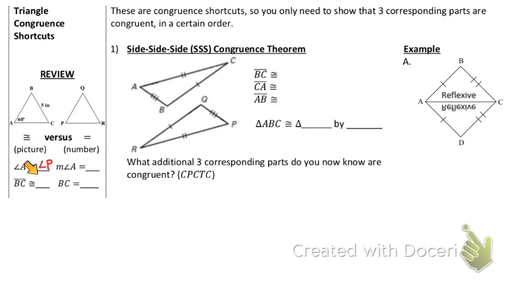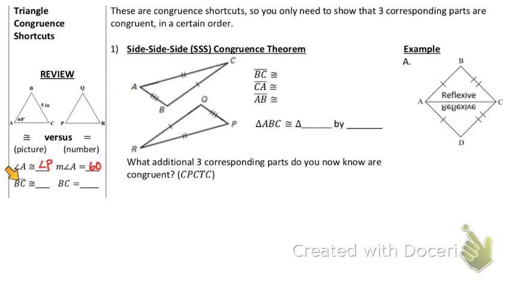Because these angles are congruent, by definition, congruence means that their measures are equal. So that means the numbers of these angles are equal. So now we can say the measure of angle A is equal to 60. Okay? It's not equal to the measure of angle P. It's equal to 60.